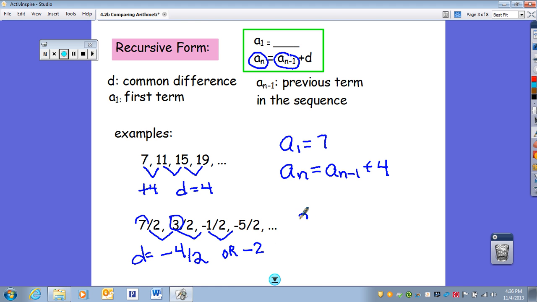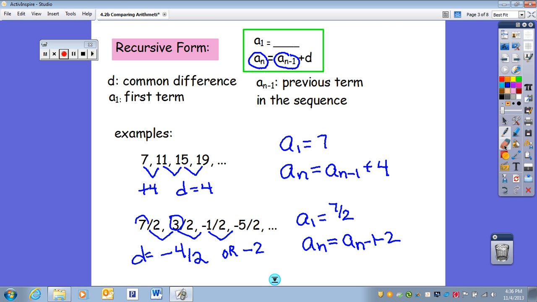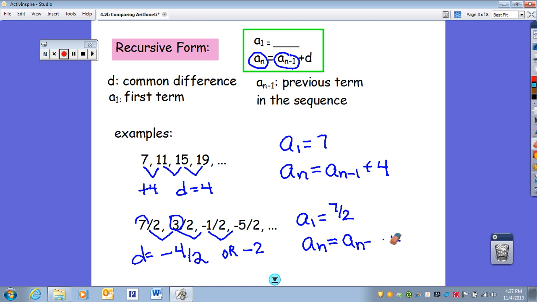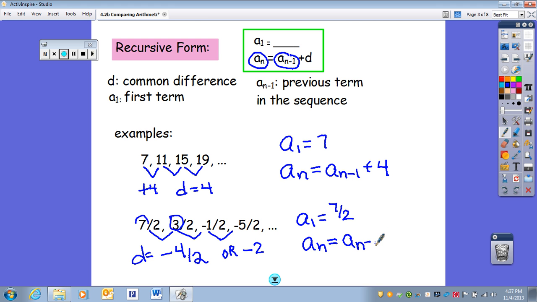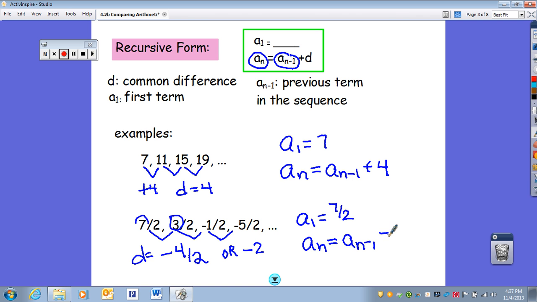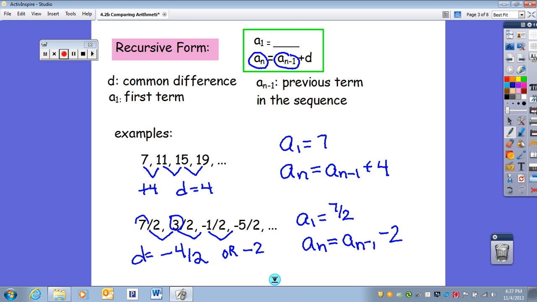So to write the recursive rule or the recursive form, the first thing I'm going to do is write down my first term, which is 7 over 2. Then to write the rest of my rule, I write a sub n, which means whatever term that I want to find, all I have to do is take the previous term, and in this case, I'm going to subtract 2. I need to write that just a little bit better. I want to make sure that my a sub n minus 1 is down in the subscript. So it's n minus 1 down here, and then I'm subtracting 2 to get to my next.